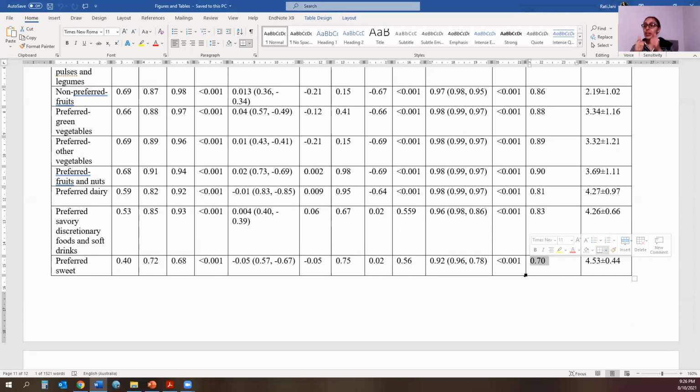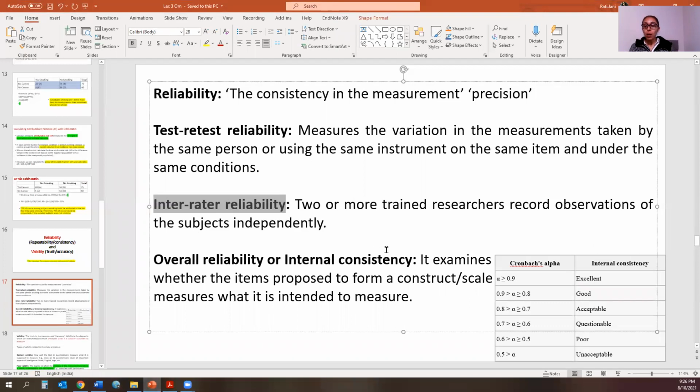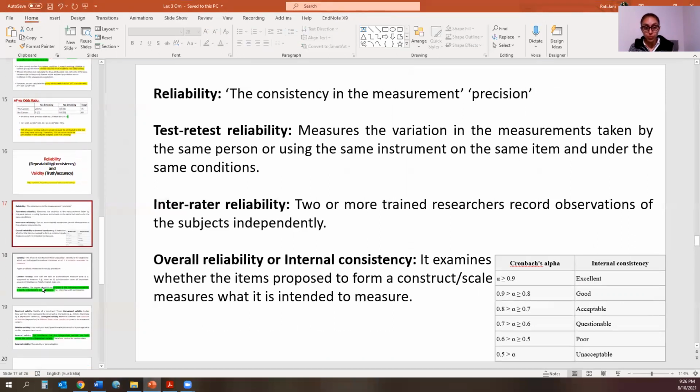Meaning I have really good internal consistency. These items being clubbed together are making sense. It's okay to club them together and then to call them one group of items. Okay. So that is what is meant by internal consistency. All right. So these are the most common ones which you will see in health research across your disciplines.